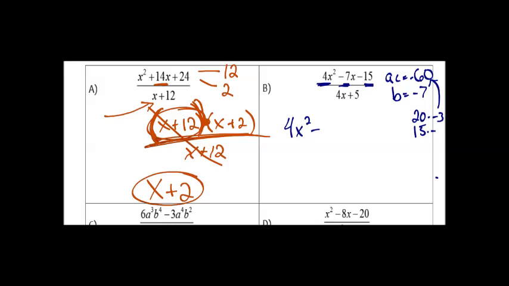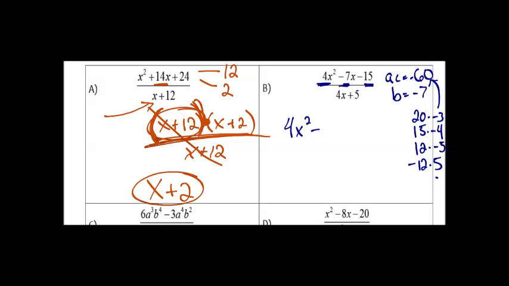15 and negative 4. That's going to be 11. 12 and negative 5. That's close. That's going to be a positive 7. I want a negative 7. So I'm just going to switch the signs there. Negative 12 and positive 5. So that's the combination that I need to use.